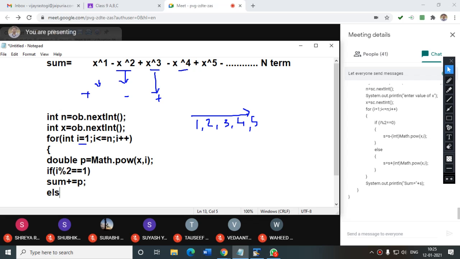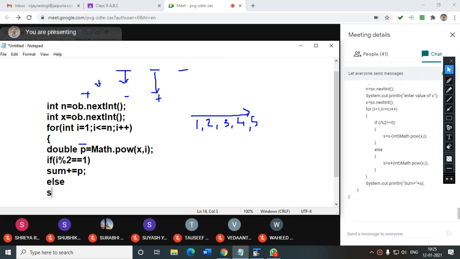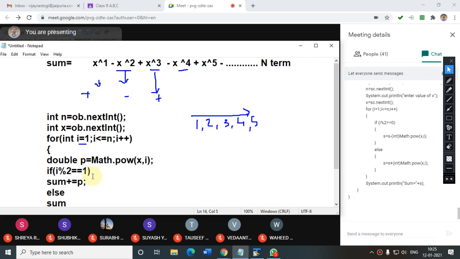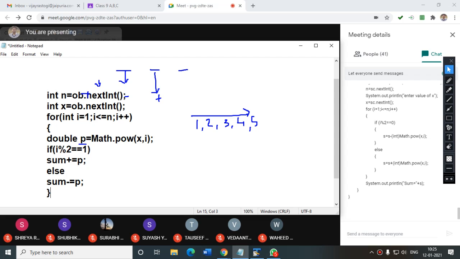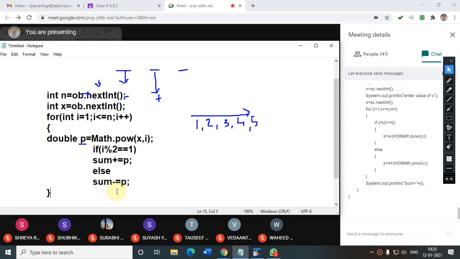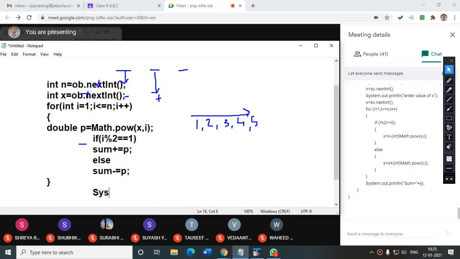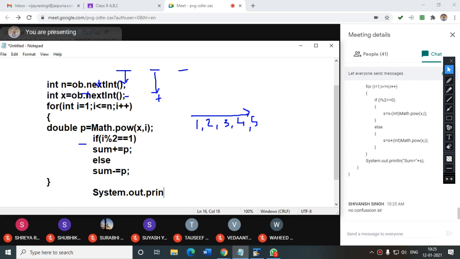But else, meaning if it is an even term, then we are supposed to do subtraction, that is sum equals to sum minus p, and the program is finished. Any confusion, Anushka? No, sir. Beta, is this clear or not? Anybody else? Any doubt? The rest of the variables I will declare myself here.